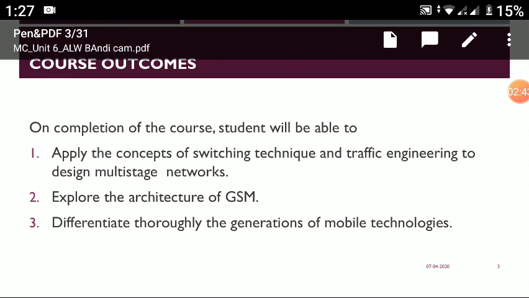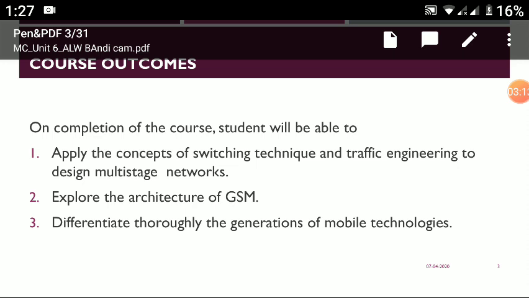Actually, the course outcomes of this particular unit are as follows. On completion of the course, students will be able to apply the concepts of switching techniques and traffic engineering to design the multi-stage network. Second one, explore the architecture of GSM. Third one, differentiate thoroughly the generations of the mobile technologies.